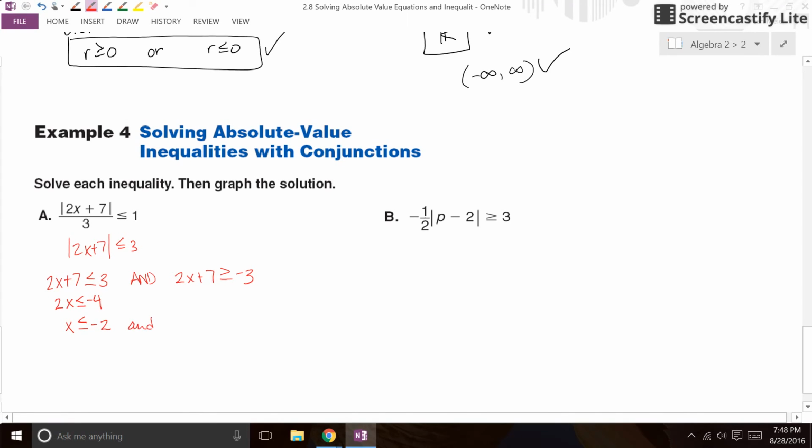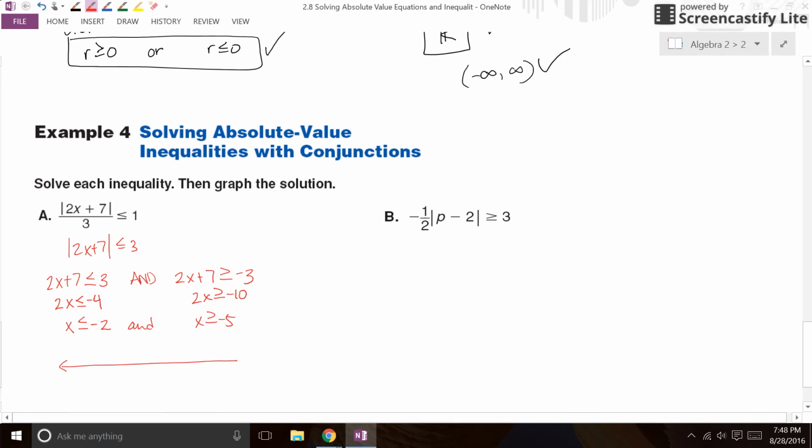And at the same time, subtracting 7, 2x is greater than or equal to negative 10, and x is greater than or equal to negative 5. Now that says that you have to pick a number, in essence, between negative 5 and negative 2. Why? Because you have to be less than negative 2, but you have to be greater than negative 5.